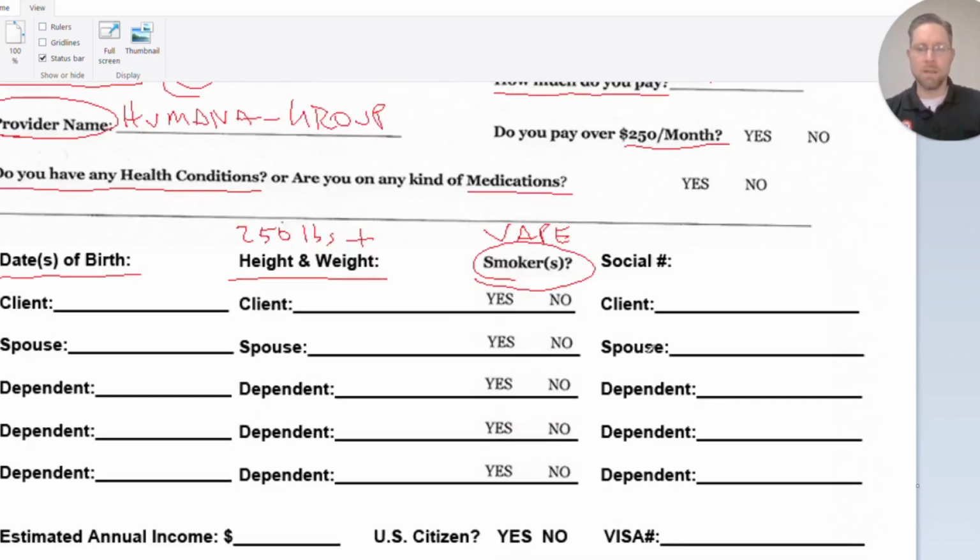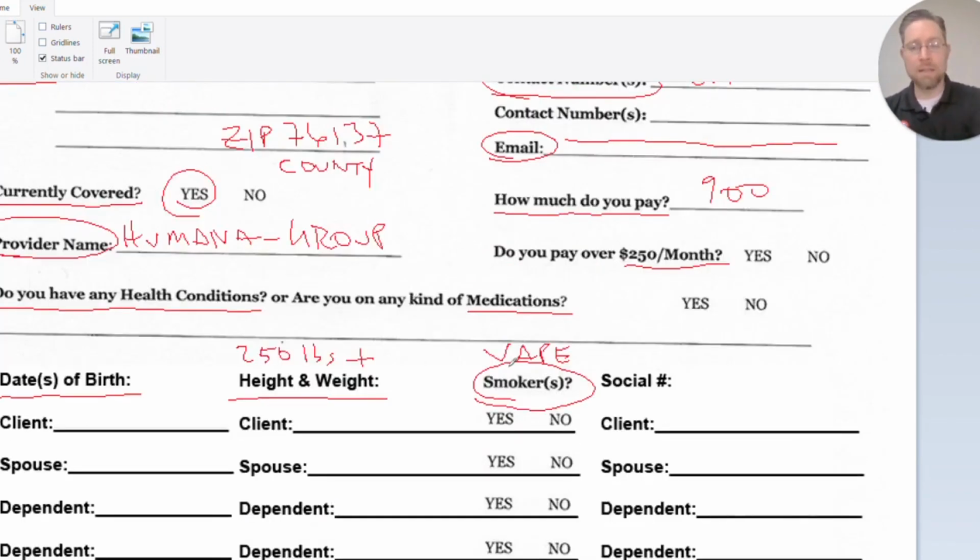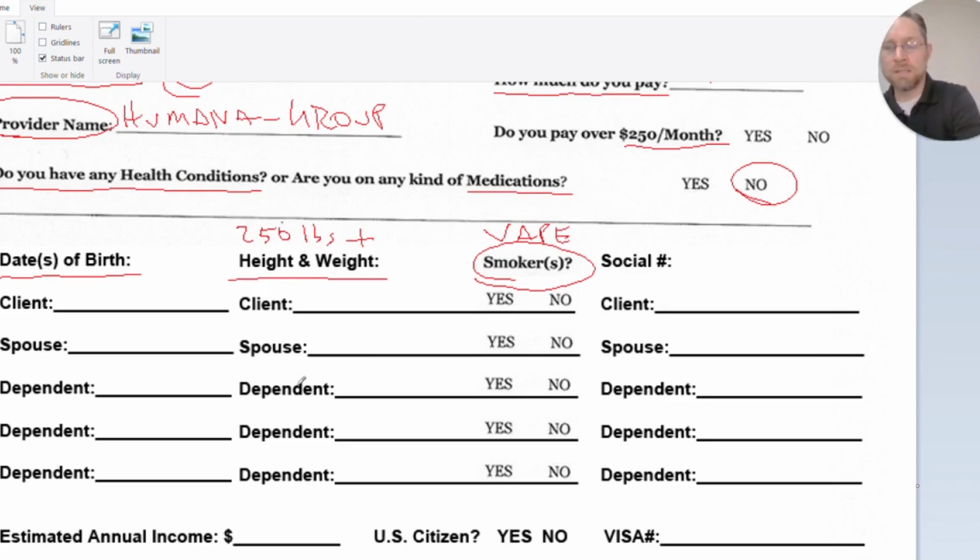Okay? John, do you have any major health conditions for your family, or does anyone in your family take any medications? No, Brian, we're all healthy. So I would put no here. Okay, John, what are the ages and date of birth for each person to be covered? Well, I'm 40. My wife is 38. We have 2 kids that are 10 and 6. Okay, does anyone weigh over 250 pounds?